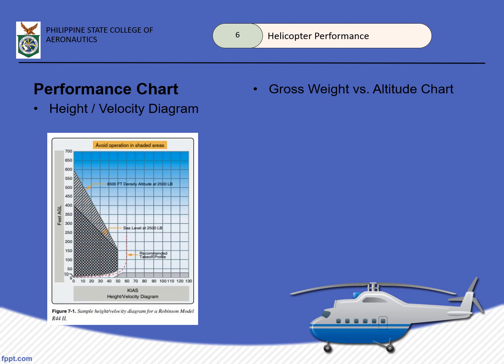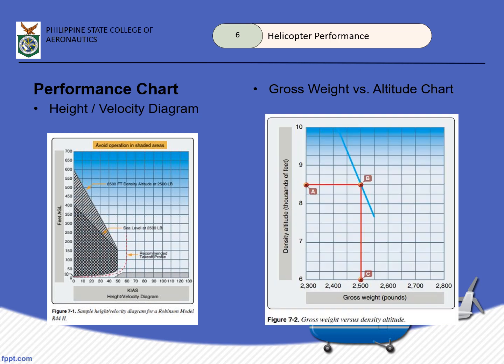For the gross weight versus altitude chart, here is the photo. This chart serves as an advisory of the autorotative capability of the helicopter during takeoff and climb.